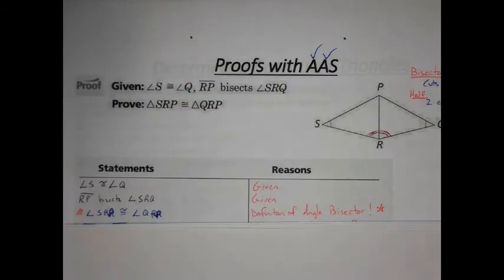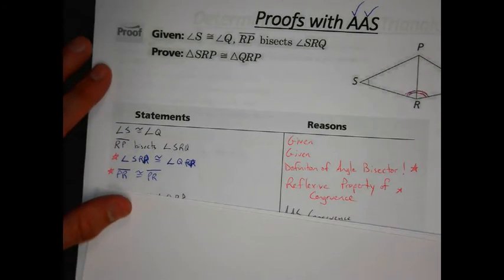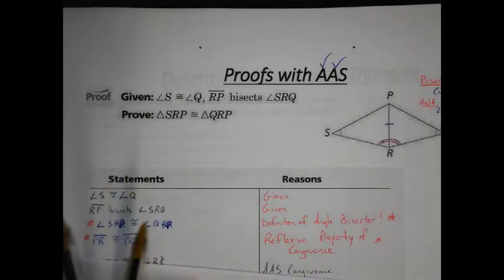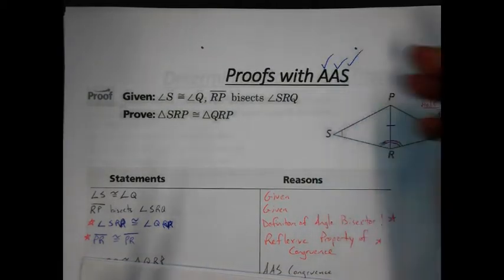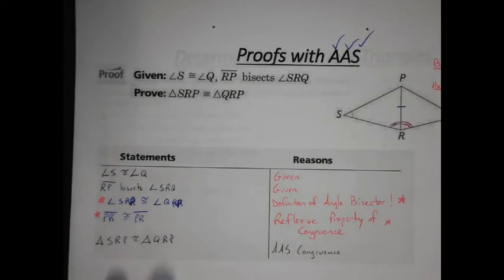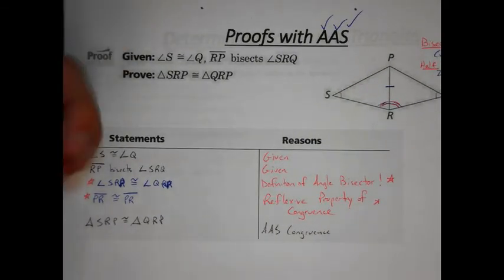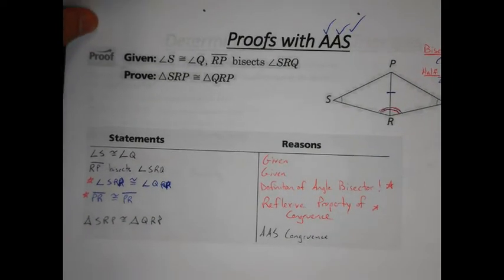How are we going to get our side? You guessed it, reflexive property of congruence. Segment PR is congruent to itself, reflexive property. So segment RP or PR is congruent to itself. And now we have our side. So we've established all three congruent things, and now we have our angle side congruence. So it's really, really important to step-by-step logic our way through this. Okay, we're going to have to logic the heck out of this stuff, and that's what we're doing. Okay, so that's proofs with angle side angle and proofs with angle side.